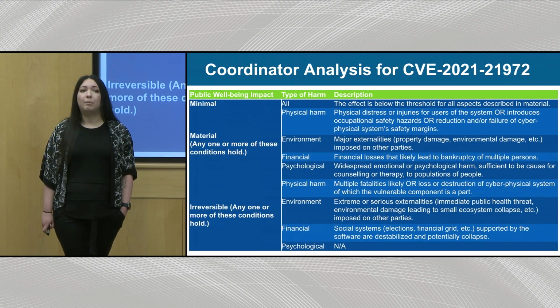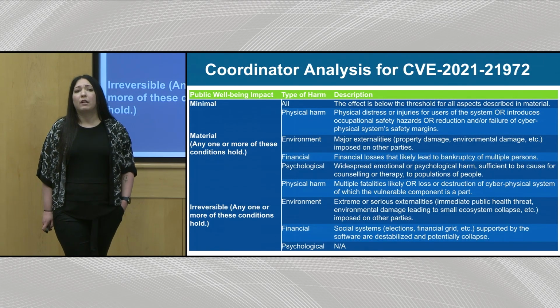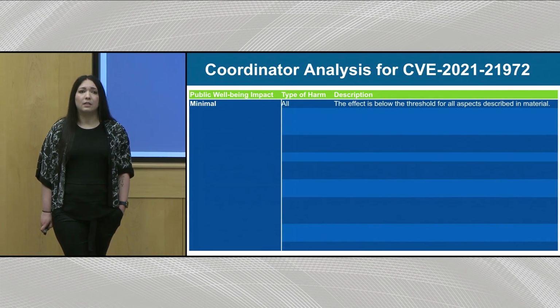Lastly, public well-being impact. You're looking at the physical, environmental, financial, and psychological harms that may come from exploitation of this vulnerability. And we assess that there is minimal. The effect is below the threshold for all aspects described in material.